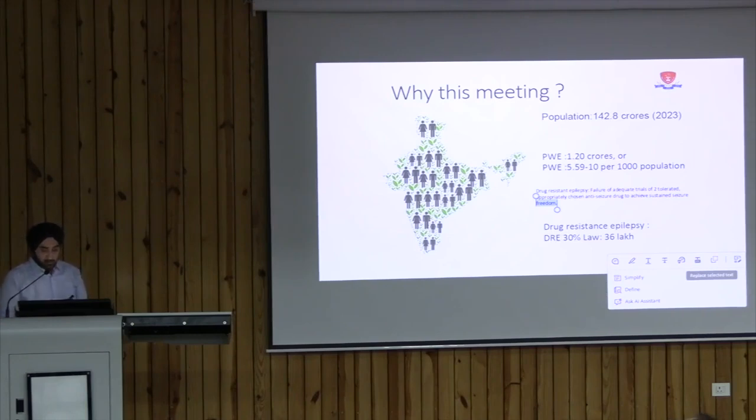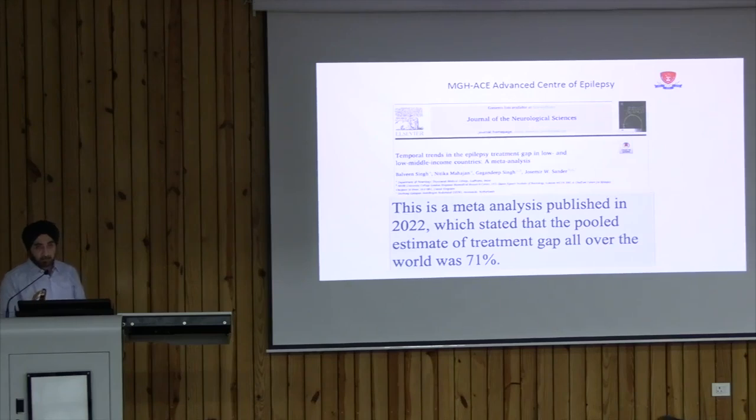Just to give you a heads up, this is the number of people with epilepsy in India. Of a 142 crore population, 1.2 crore are people with epilepsy. And drug resistant is somewhere around 36 lakhs. This was a systematic review that I did in 2022. And you can see that the treatment gap is somewhere around 71%. A 71% treatment gap means that of 100 people with epilepsy, just 30 are being given the right amount of drug and the right choice of anti-seizure medicine.